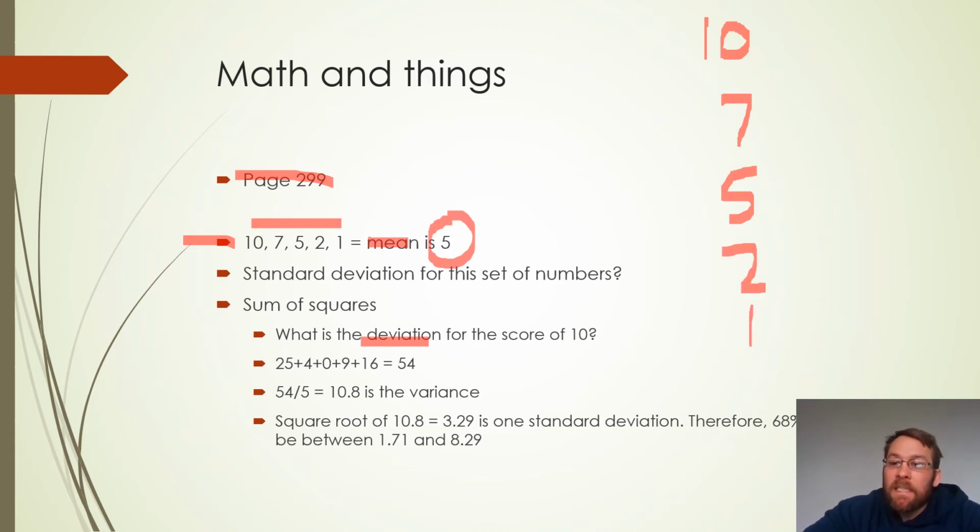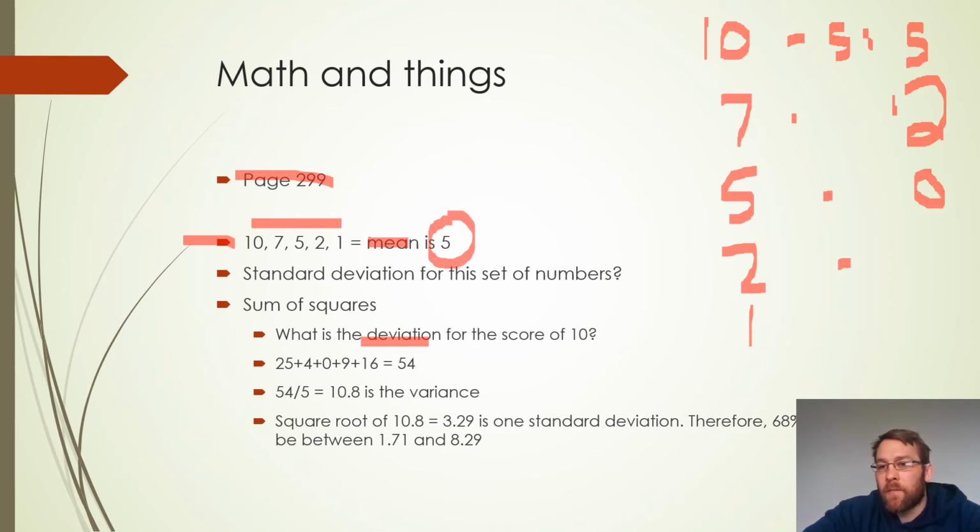Now you want to find the deviation of each of these numbers from the mean, and the way you do that is through subtraction. So 10 minus 5 is 5. 7 minus 5 is 2. 5 minus 5 is 0. 2 minus 5 is negative 3. 1 minus 5 is negative 4. So now we have the deviation of every individual score from the mean.